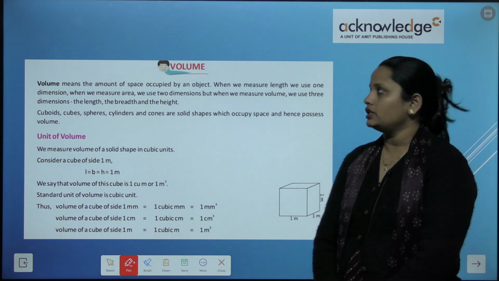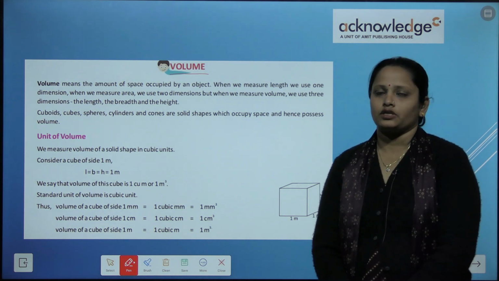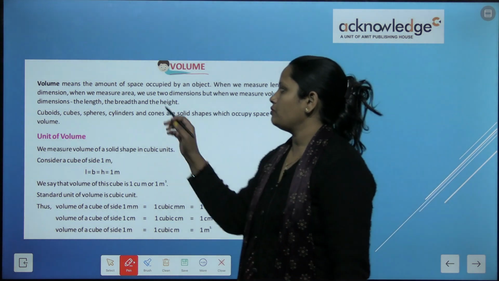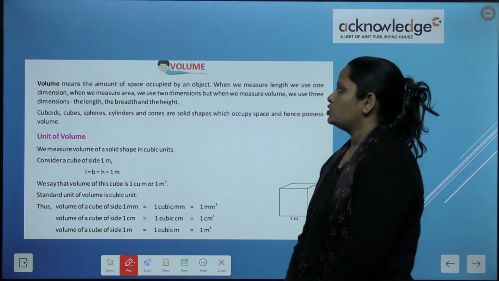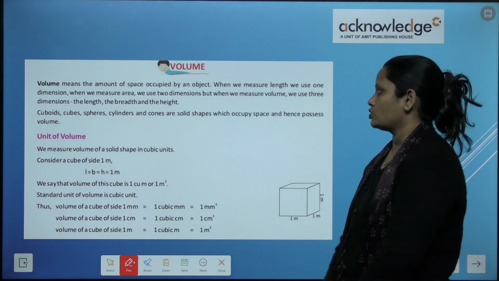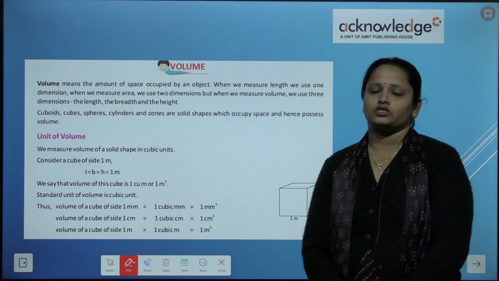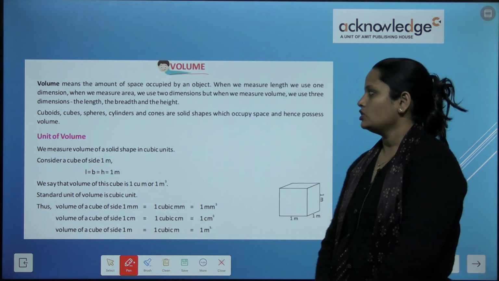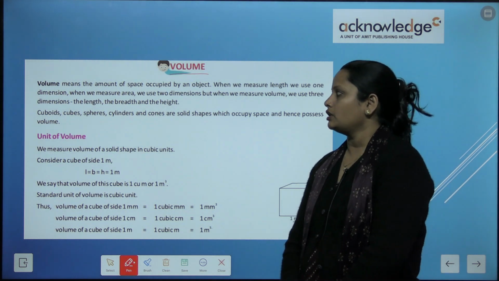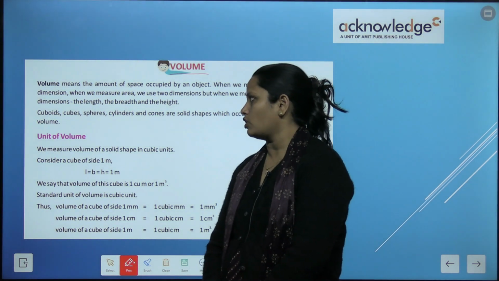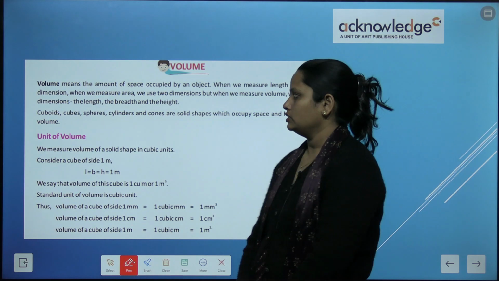When we measure length, we use one dimension. जब हम length को measure करते हैं हम एक dimension को use करते हैं. When we measure area, we use two dimensions. हम two dimensions को use करते हैं. And when we measure volume, we use three dimensions. हम three dimensions को use करते हैं. So the length, the breadth, and the height, these all things come here.